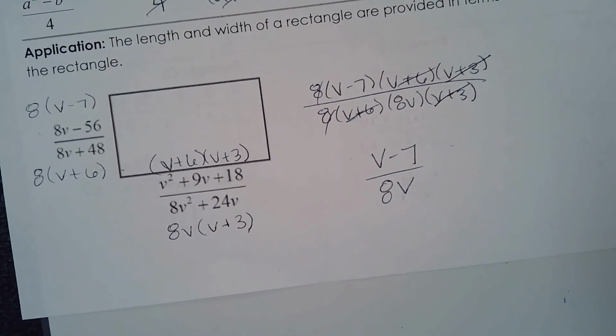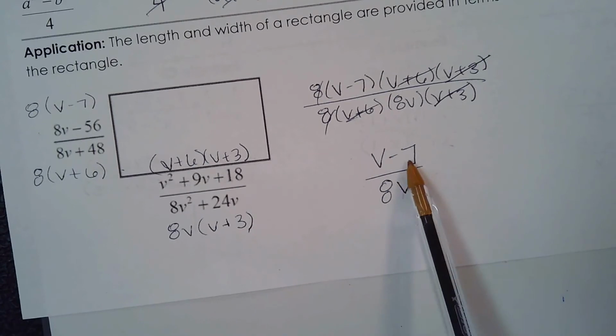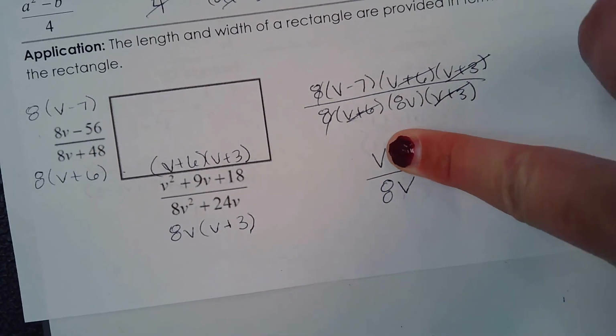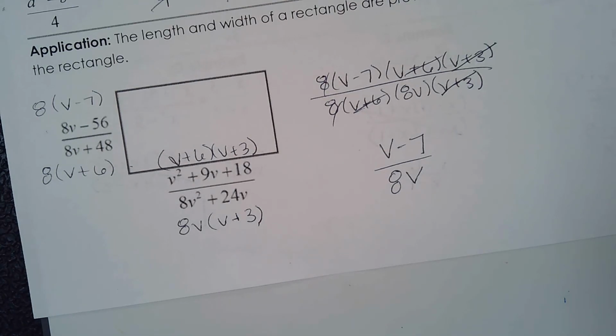Anything else we can cancel? Why can't we cancel the v's? It's attached to the 7. What if the minus 7 wasn't there? You could. Then we could, right? But because that top part is bound by subtraction, there's nothing else we can do there. Are we good? Questions on anything at all?